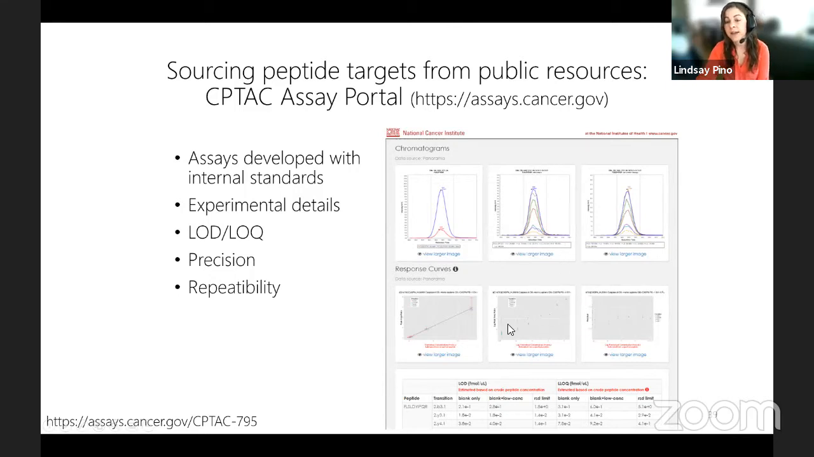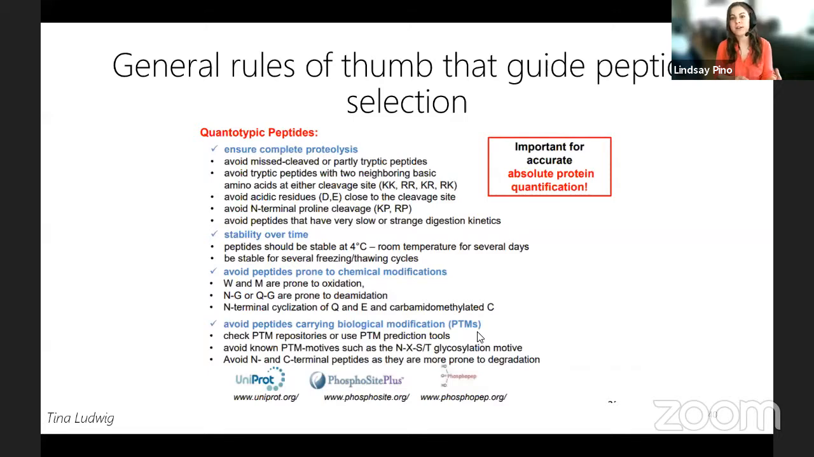You can even see their analytical figures of merit. So some peptides will be more or less quantitative than others, a little beyond this particular lecture. But in general, if you didn't have your protein in one of these repositories, there's some rules of thumb that can help guide your peptide selection. The most basic rule of thumb is to just ensure that the peptide is actually digested and released from the protein.